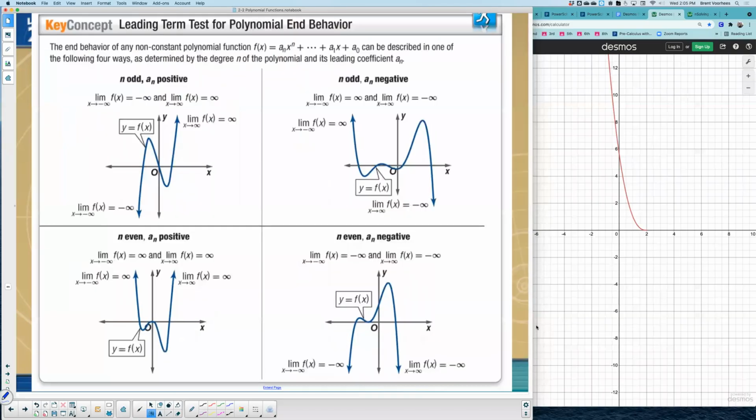Time for some fun stuff. New stuff. Leading term test. I love the leading term test because it simplifies the most complex problem. The most complex problem can be simplified using what's called a leading term test. Now you might be thinking, what is a leading term test? I'd love to answer that question for you. A leading term is the highest powered term in a polynomial function. So I'll say that again. A leading term is the highest powered term.